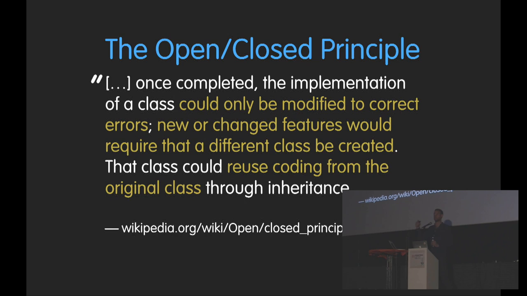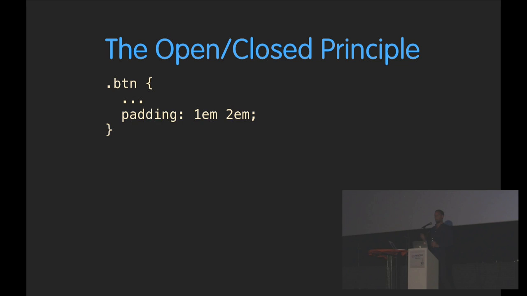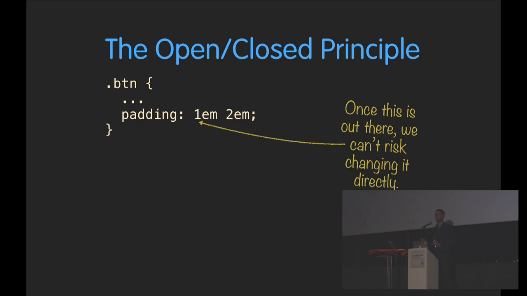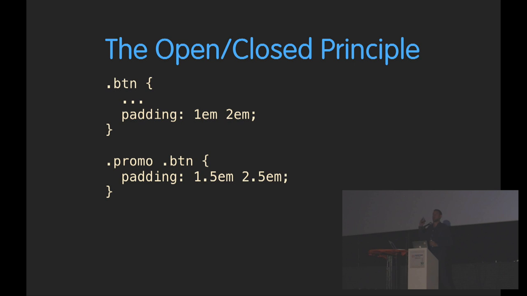So, for example, we've got a button, we decided the paddings. Once that's out there, that's very, very risky to change. We shouldn't go back and change how this button behaves. We could do this then, and we could say, well, okay, if the button's in this context, now we change it.